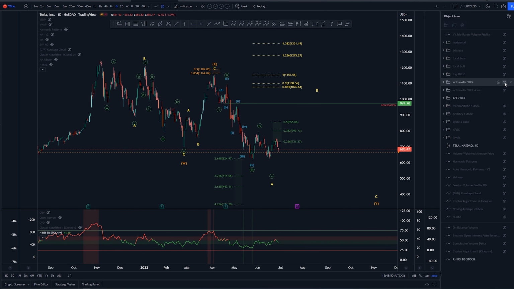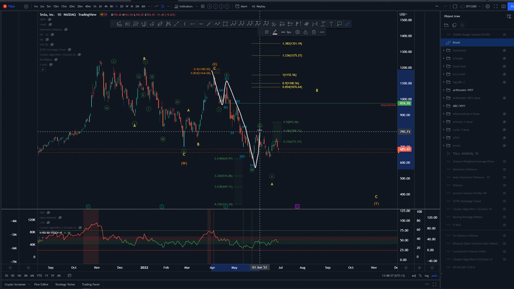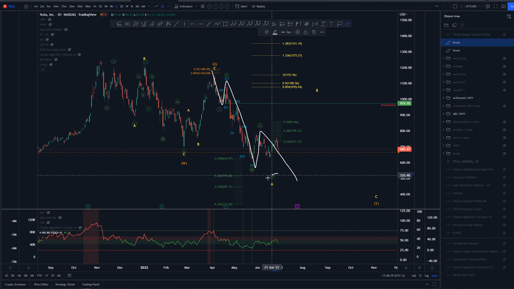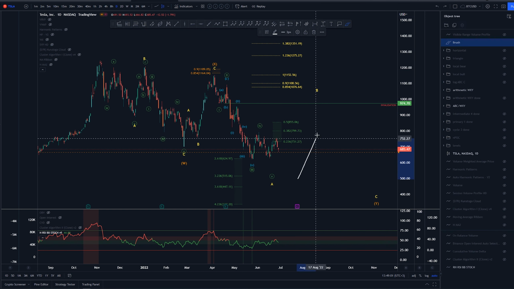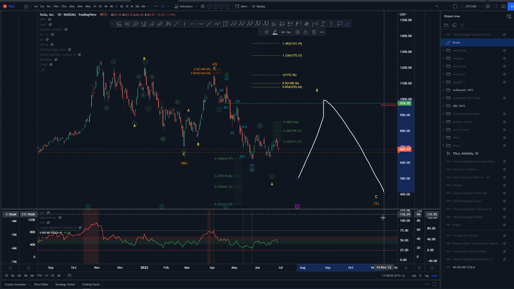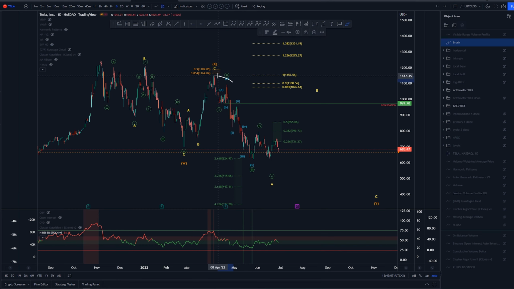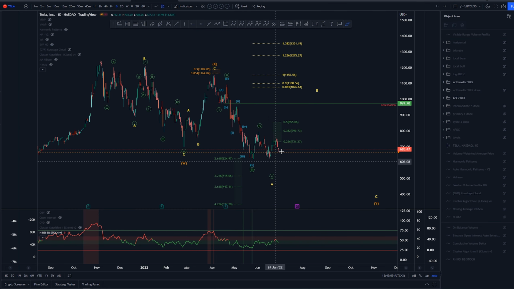The other scenario is that we had again another ABC or WXY, but in this one we would have this as a 1, 2, 3, 4 and 5 coming down for this A wave. Then we would be looking for this B wave of larger scale and then again C wave. As this is a 5-wave move, this whole structure of ABC would be considered as a zigzag.